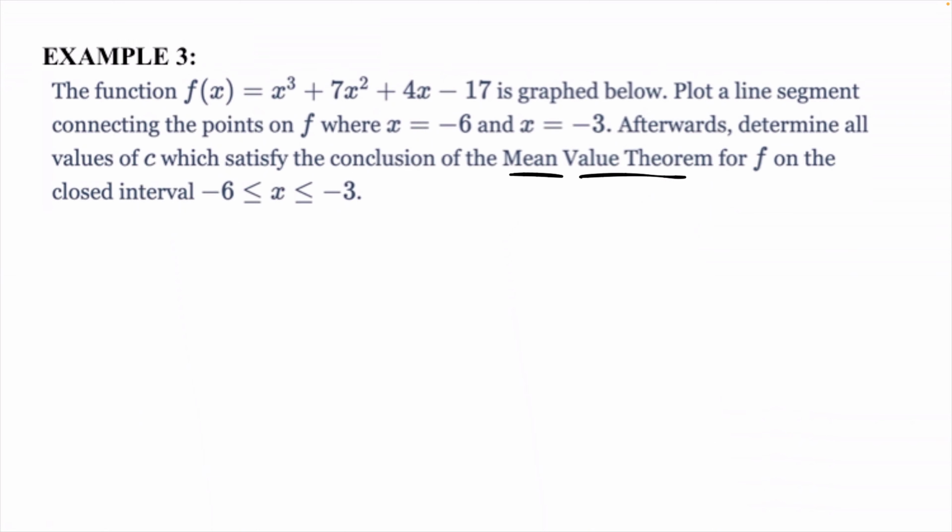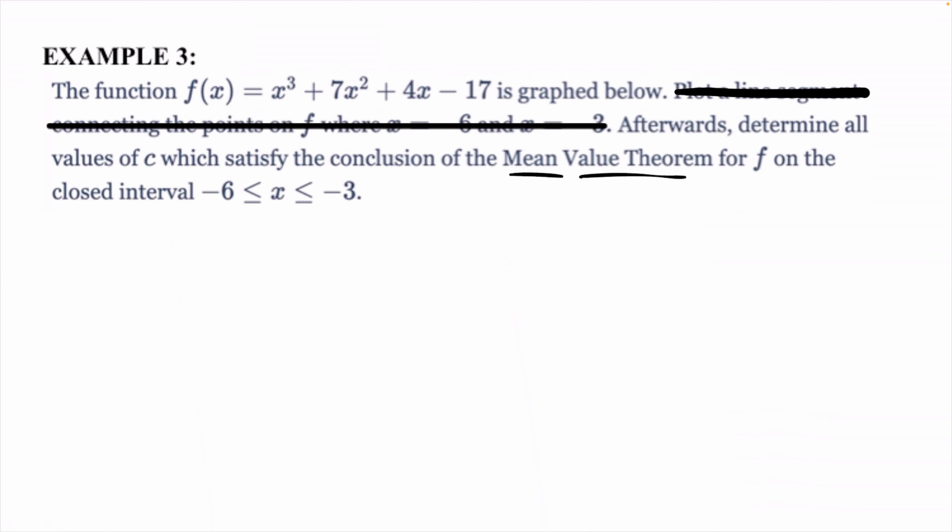They didn't give you the graph this time. Plot a line segment connecting the points. So that part, don't worry about. We don't have to make the graph. Afterwards, determine all values of c which satisfy the conclusion of the mean value theorem in the closed interval from -6 to -3.